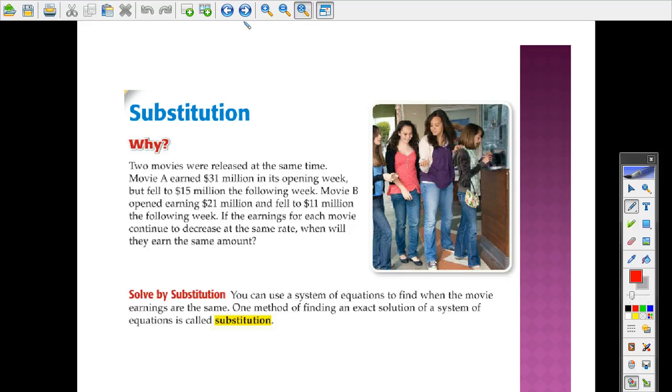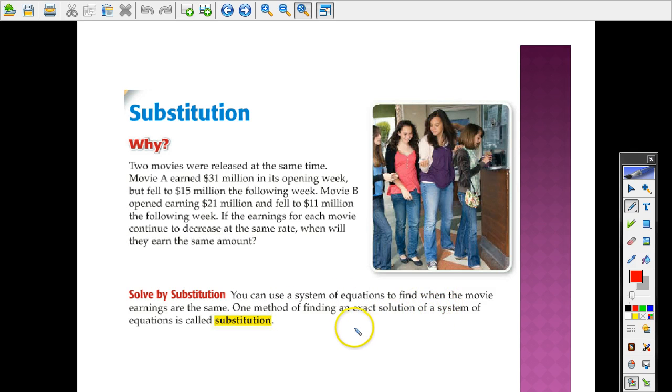Okay, so when will we use substitution? If you have two movies that are released at the same time, and movie A earned 31 million in its opening week, but fell to 15 million the following week. Movie B opened earning 21 million and fell to 11 million the following week. If the earnings for each movie continue to decrease at the same rate, when will they earn the same amount? In this kind of scenario, we'll use substitution. You can use a system of equations to find when the movie earnings are the same.